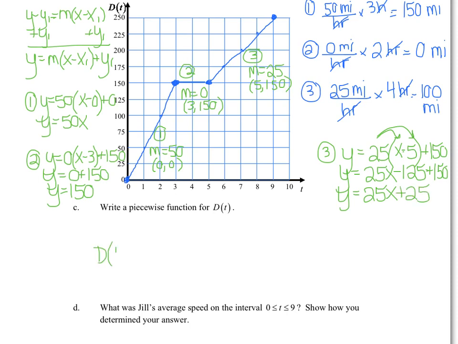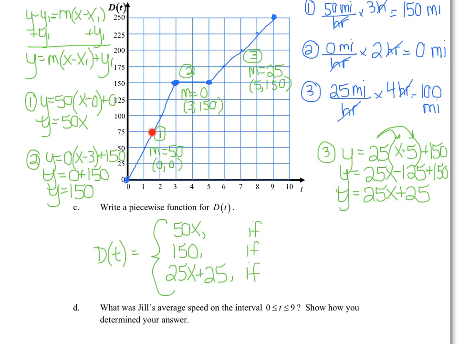So my piecewise function, the first part of it, is going to be my first equation, which is 50x, my second equation, which is 150, and my third equation, which is 25x plus 25. I highly recommend you do this all in pieces, but whatever your preference is fine. So now I need to find my intervals.